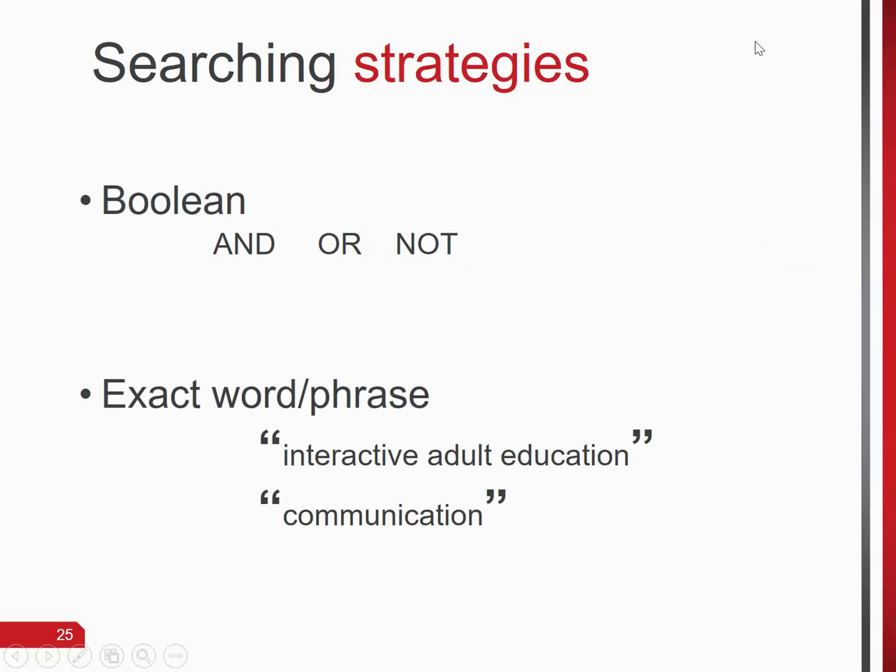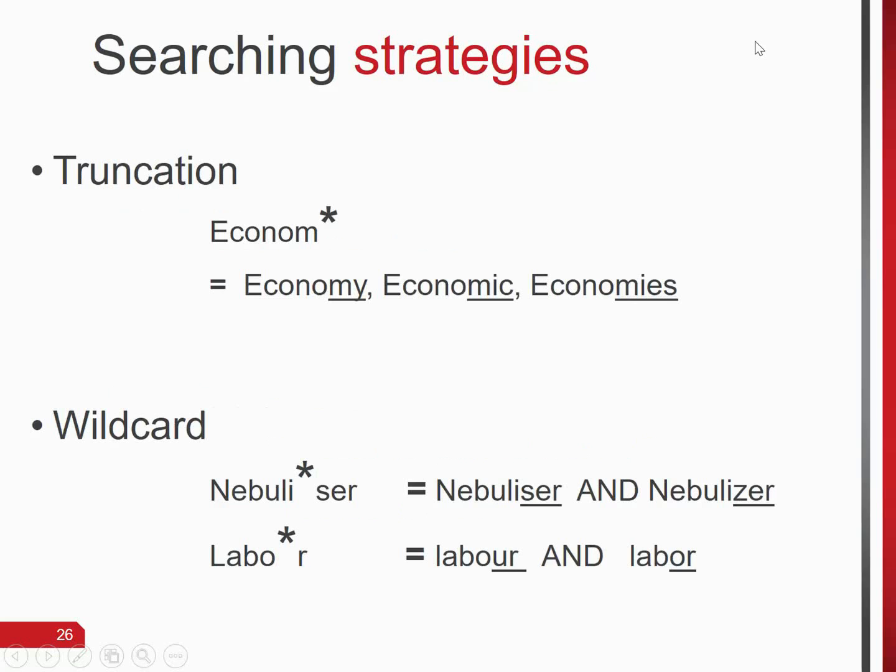Just to give you a quick rundown of what applies here, we have the Boolean searching: and, or, not. And then the exact phrase. If you're looking for an exact phrase, you can put it in inverted commas. Then we have truncation. If you want to use truncation like economy, economic, economies, you just use an asterisk and it'll pick up all three of those. We also make use of wildcards. If you're not sure whether it's the American or the English spelling, you can put in an asterisk there and it'll pick up both spellings.